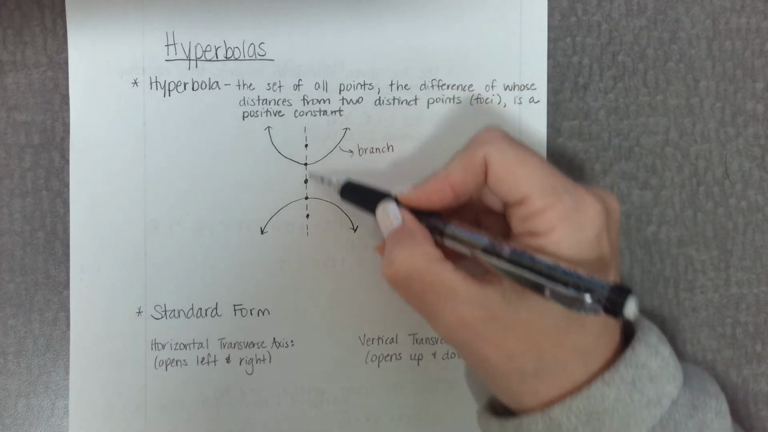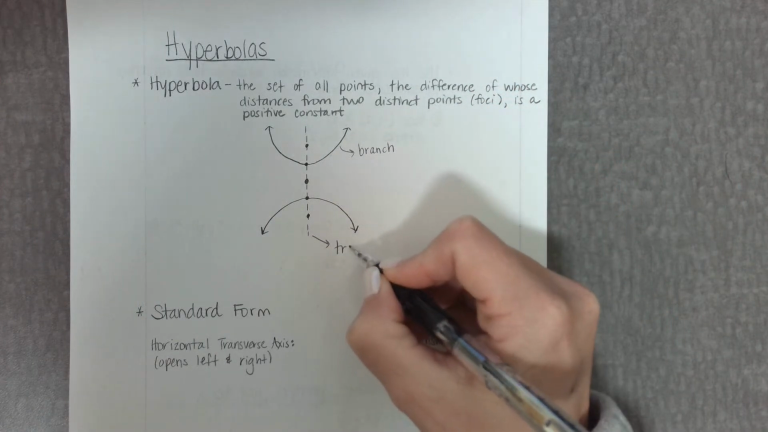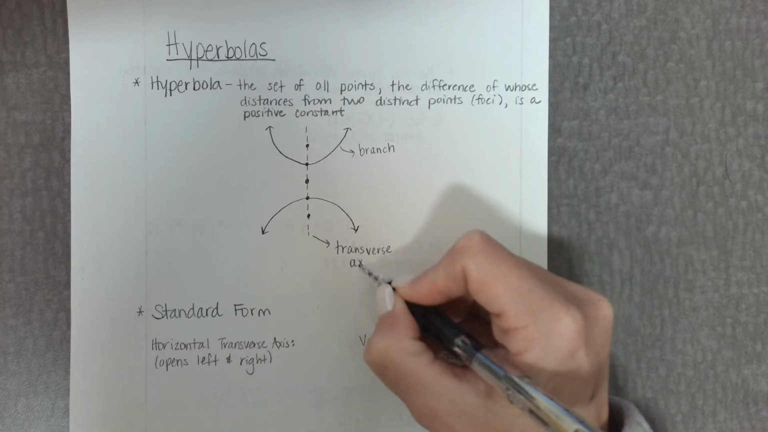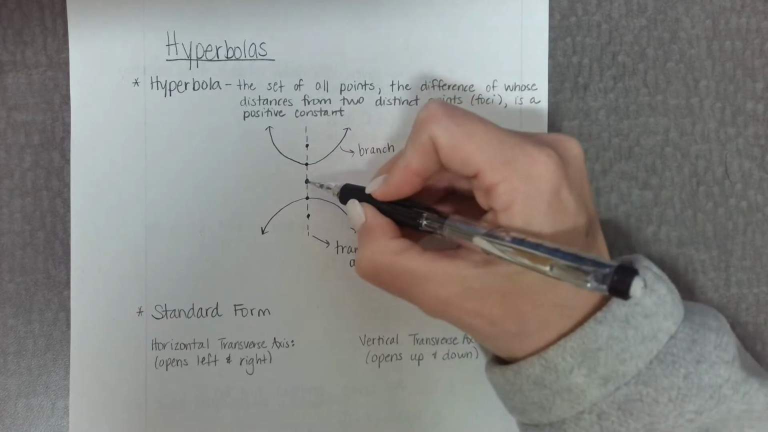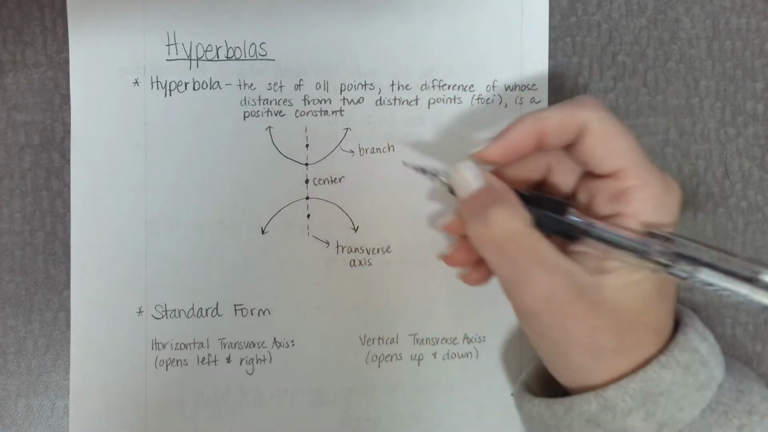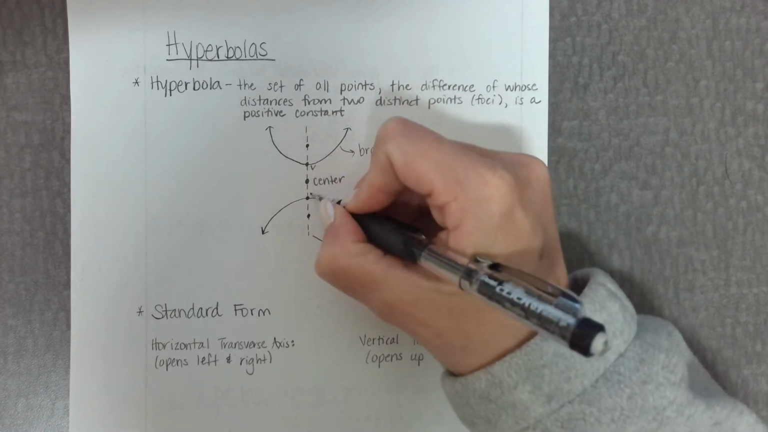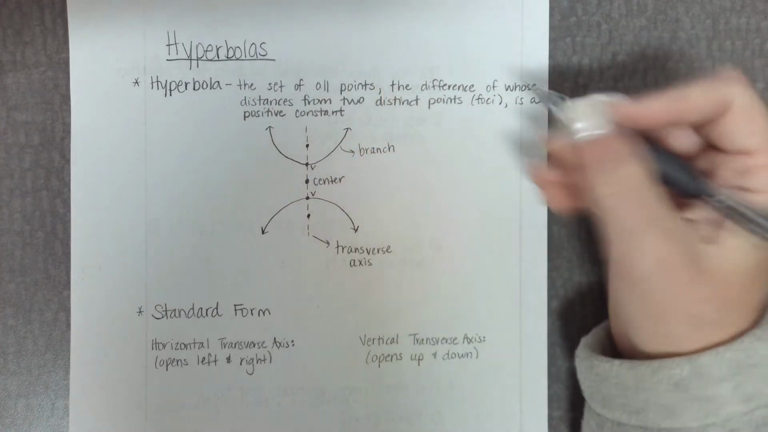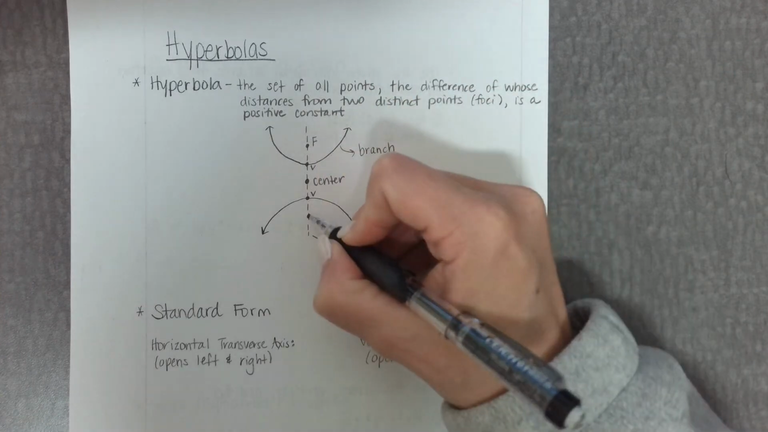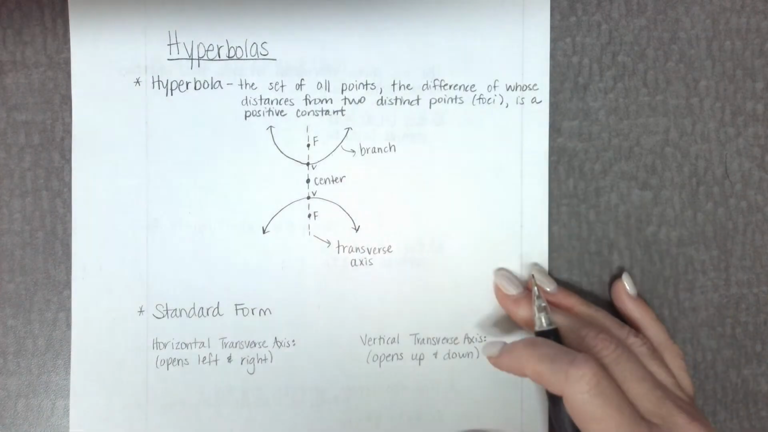The line that bisects the branches is called the transverse axis. This point right here in the middle is the center. Each branch has a vertex, so I'm just going to put a V there and a V here. And then inside each branch is a focus. So I'll put an F for focus, and then the plural of that is foci.